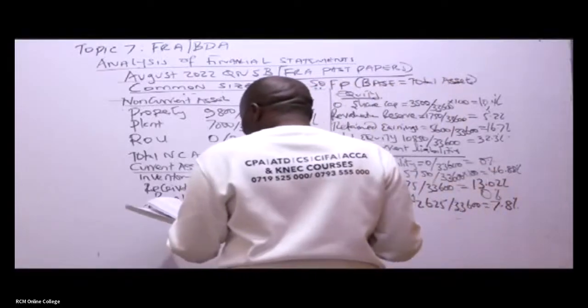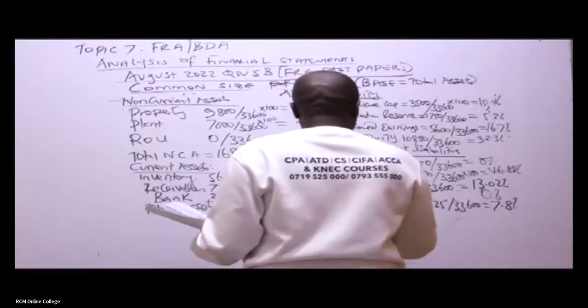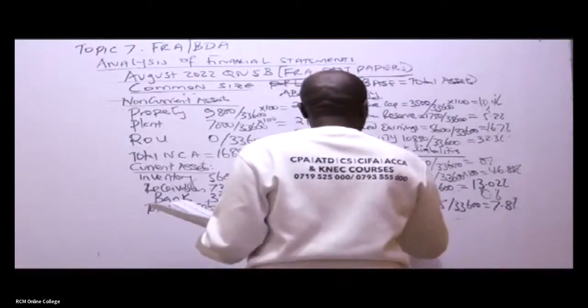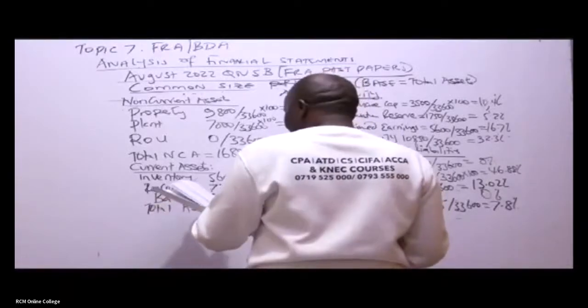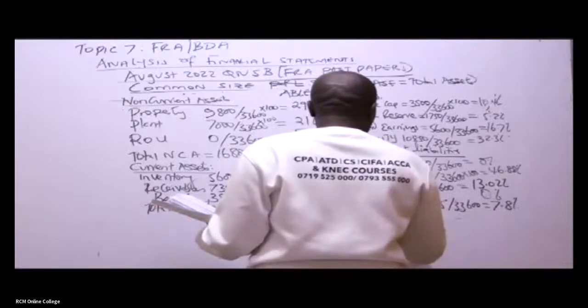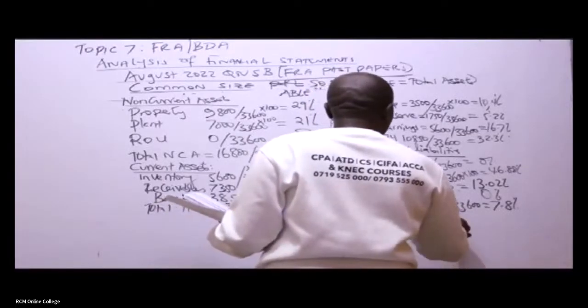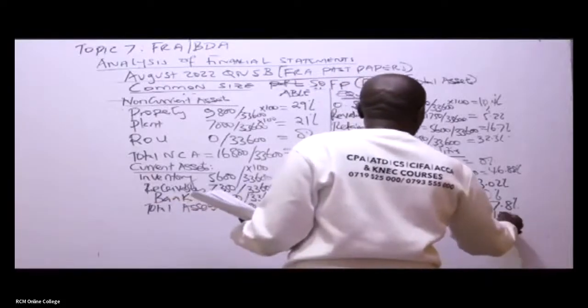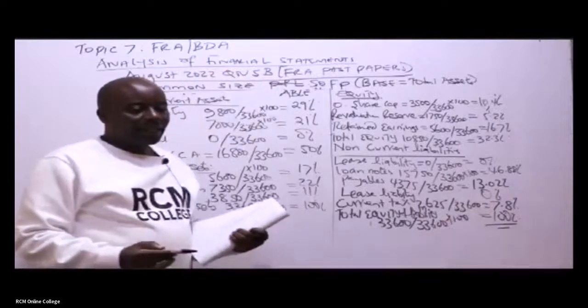After current tax, I can see total equity and liabilities. Of course, this will close at 100%, right? So total equity and liabilities: 33,600 divided by our 33,600 times 100, which will end up giving us 100%.